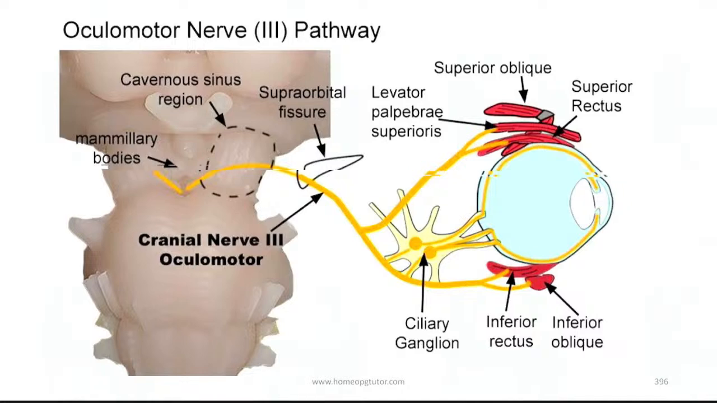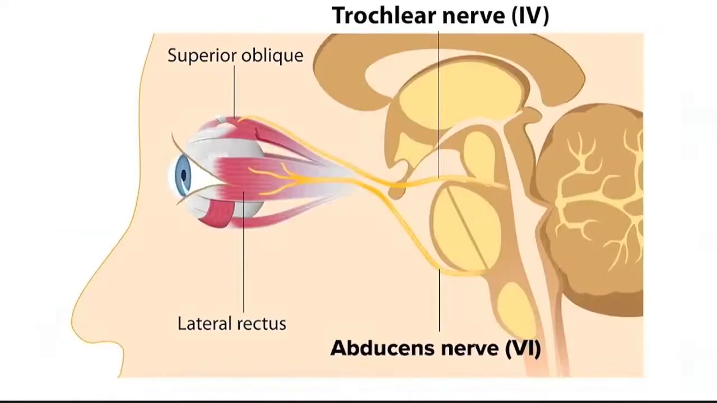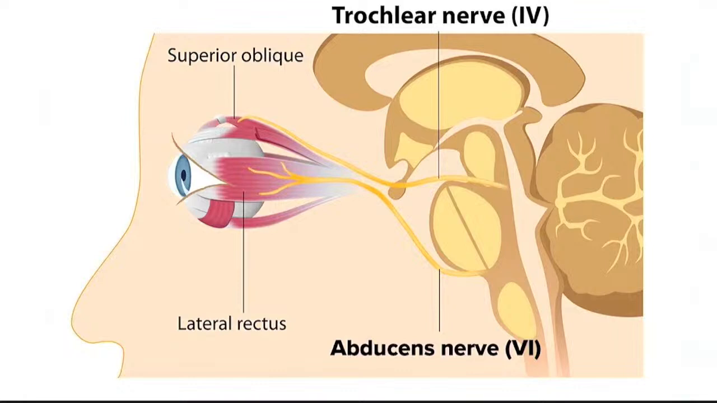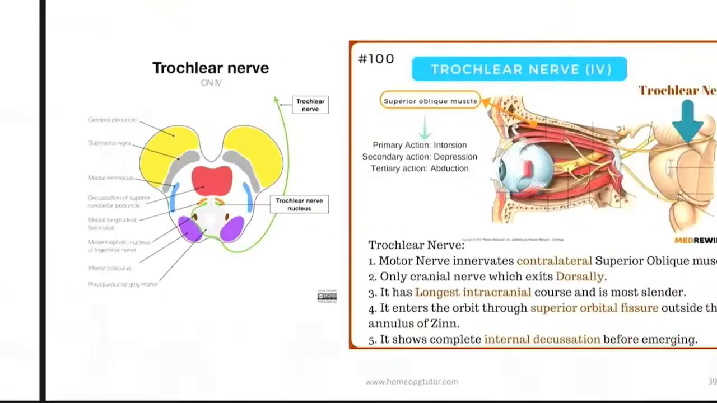Next, moving on to the trochlear nerve. The trochlear nerve is important because there are certain exceptions when we speak about cranial nerves. The trochlear nerve has little exceptions, or they are also called features. These are important features that you have to know about the trochlear nerve.